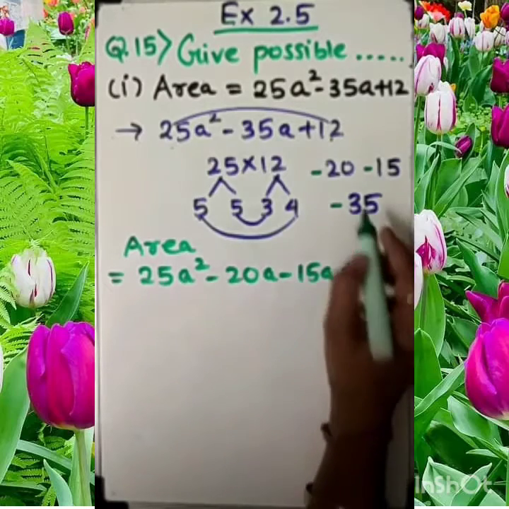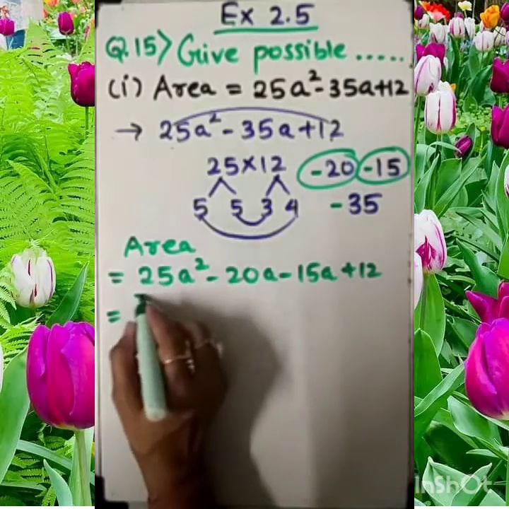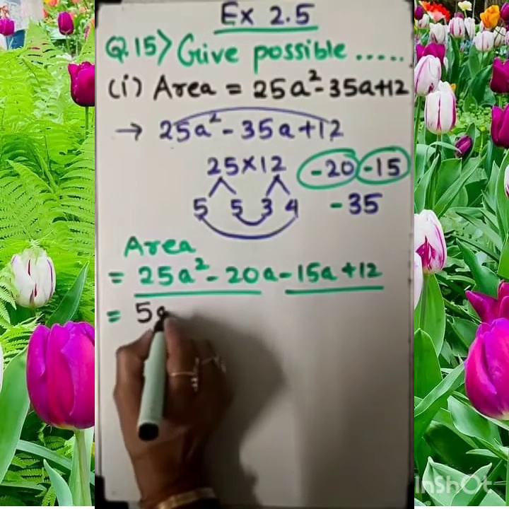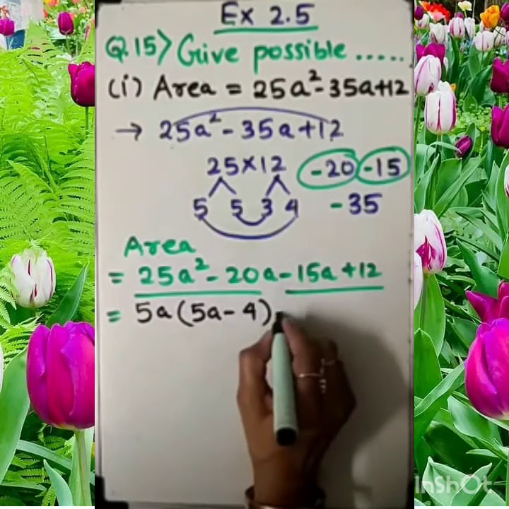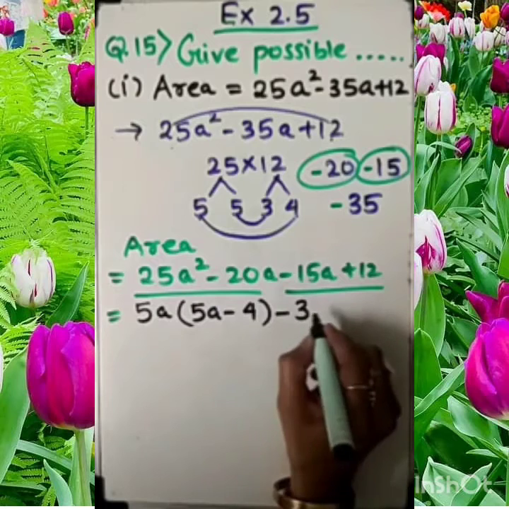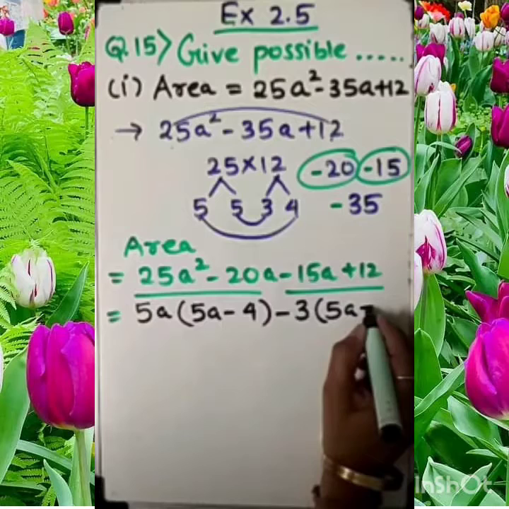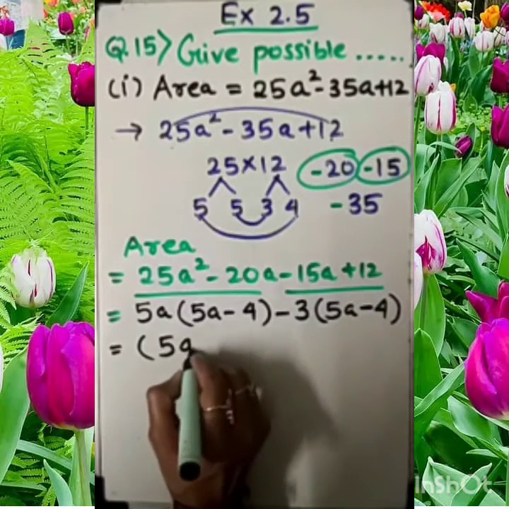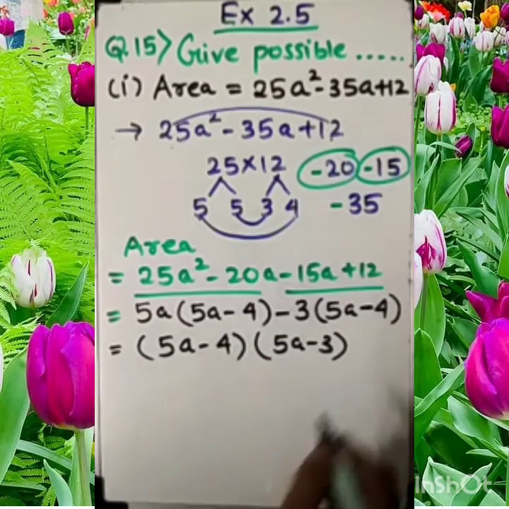Here you can see these two are the factors. This is the middle term splitting. Now arrange them, make a pair and take out the common factor from it. So here 5a will be common. So what will be left? 5a, 5 fours are 20, so 5a minus 4. Here 3 is common, 3 fives are 15. Because of this minus sign, the sign will be changed here and this will be minus 4. So 5a minus 4 in one bracket, and in the other bracket 5a minus 3.